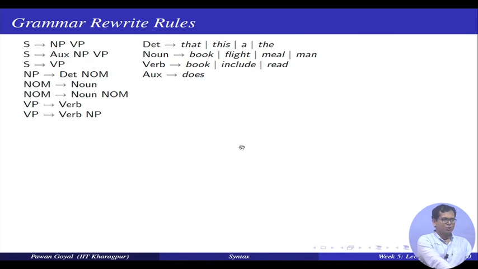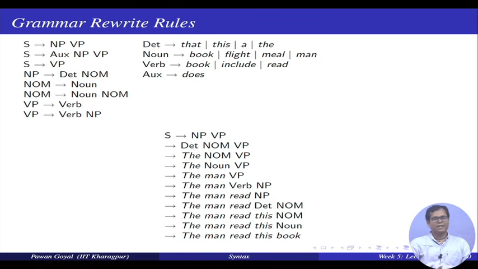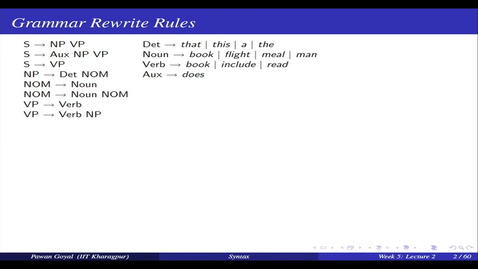And now, using this grammar, I can write various sentences. For example, I want to write the sentence, the man read this book. Now what kind of rules in the grammar do I use so that I can generate this sentence? So I have to write the man read this book. Let me just do it quickly on the paper.